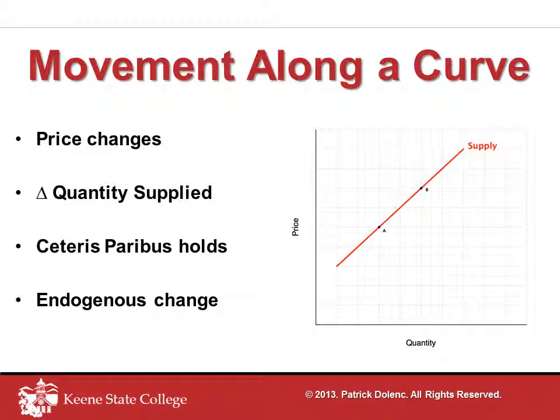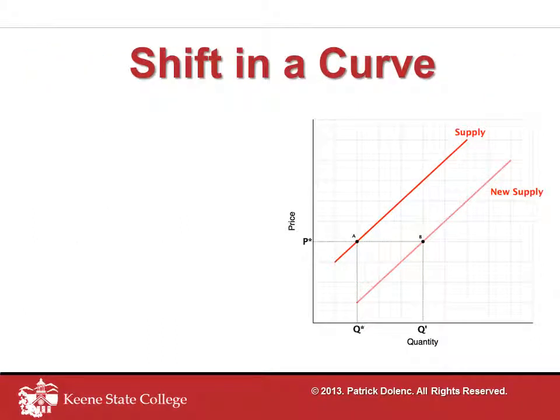As we move our attention to the notion of a shift in the supply curve, you'll notice that the parallels continue. Here, our attention has to be centered around a change in one of the determinants of supply. Economists would refer to a shift in a supply curve as, quote, a change in supply, unquote.